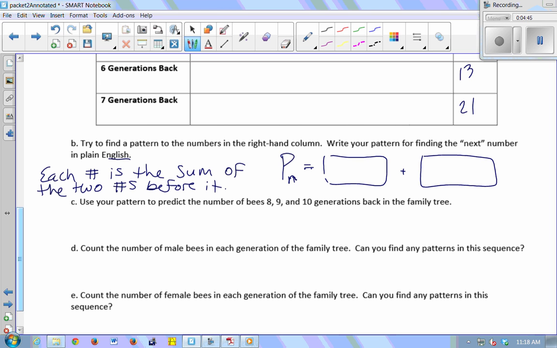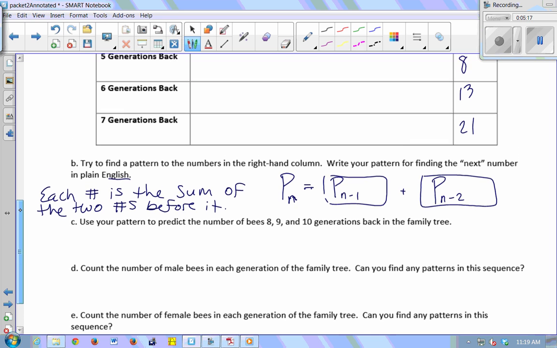So how do I indicate the number right before the nth number? P sub n minus 1. And then what number would come before that? P sub n minus 2. Great. That's the first example we've done where we've used a number other than just the one right before it. So it was really great that a lot of you came up with that notation. All right, so can you predict the number of bees 8, 9, and 10 generations back?